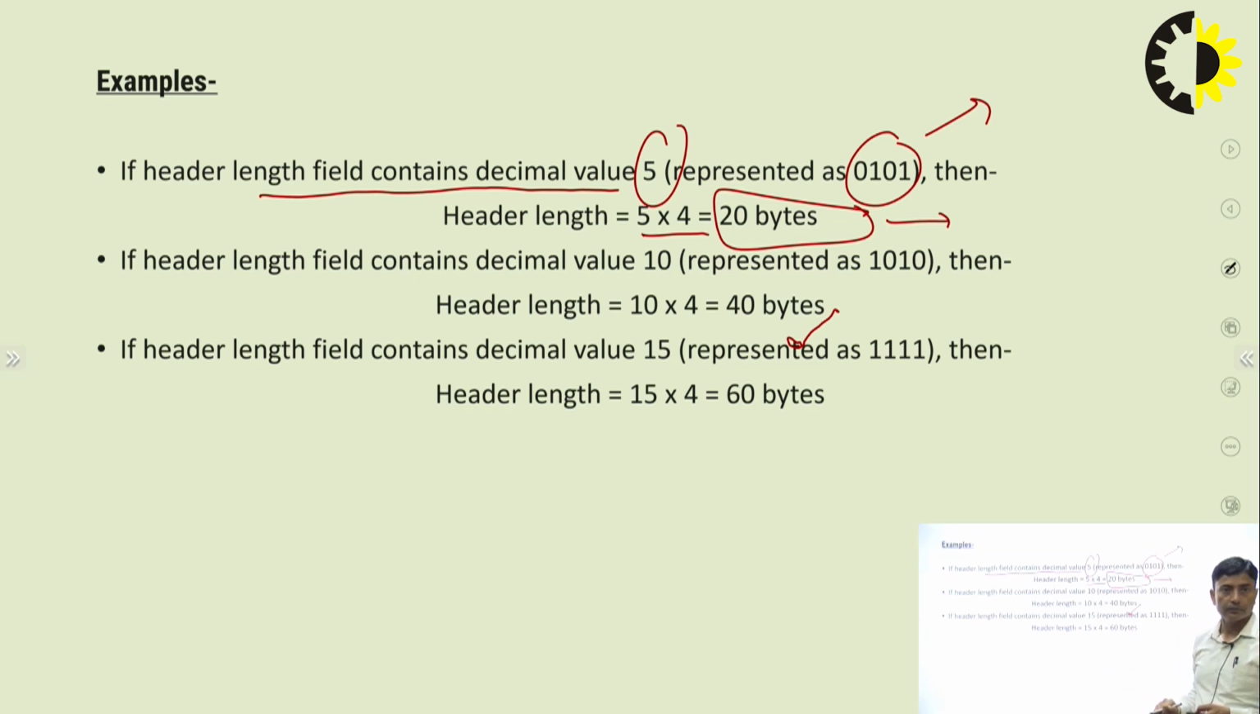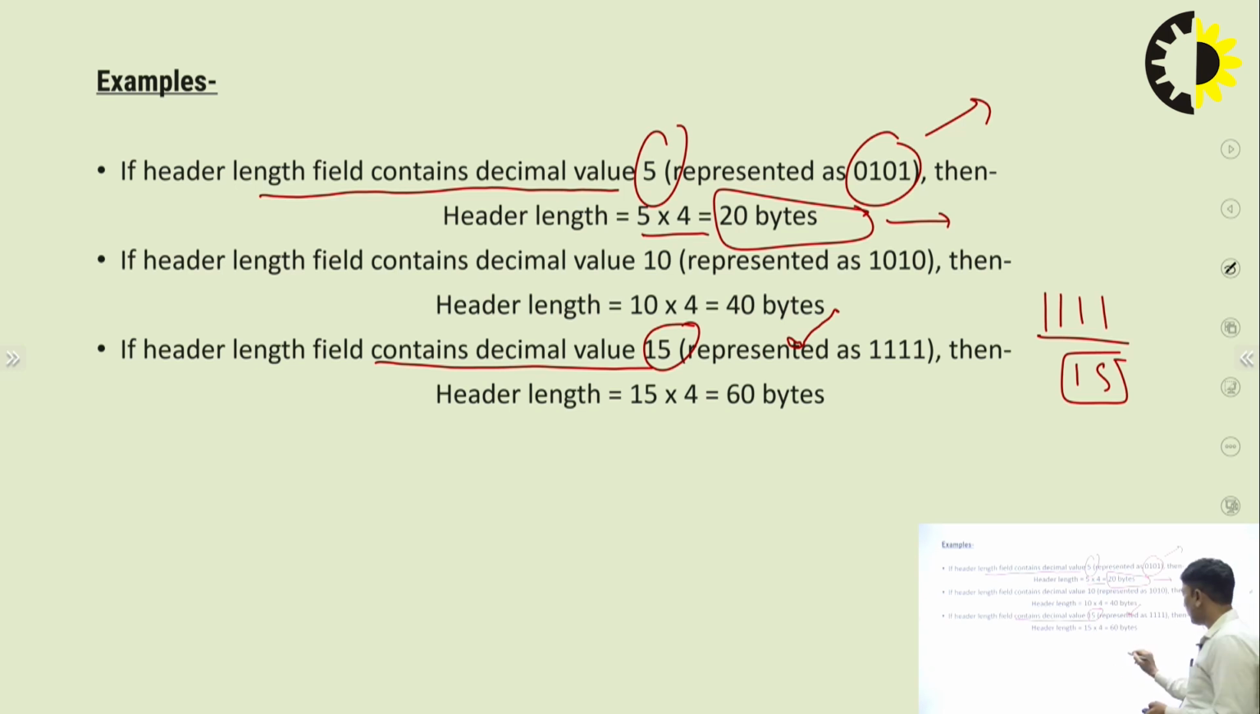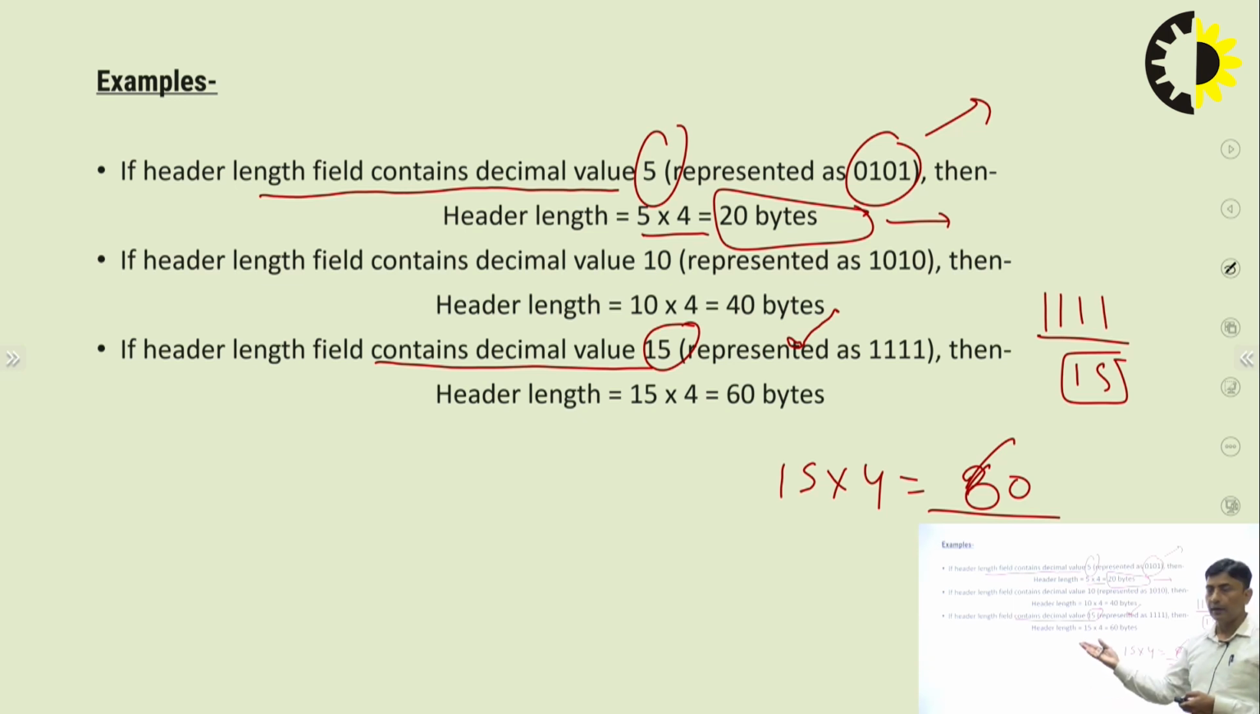Similarly, if the header length field contains decimal value 15, meaning all 4 bits are set, what is the actual header length? 15 multiplied by the scaling factor 4 is 60. So this is the actual length of the header for a packet which has the header length field as decimal value 15.